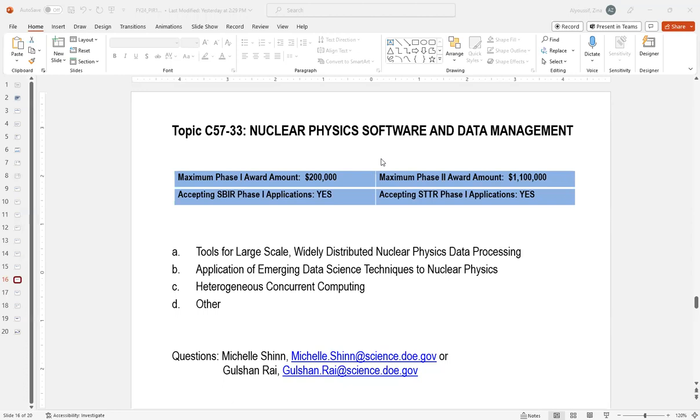The next subtopic is application of emerging data science techniques to nuclear physics. As you can imagine, AI and machine learning have been used actually in nuclear physics for decades. So what we're anticipating, what you've got to do is go beyond saying, well, we're going to use graph neural nets or something like that to analyze nuclear physics data. No, you can't. That's not going to fly. We already know how to do that.